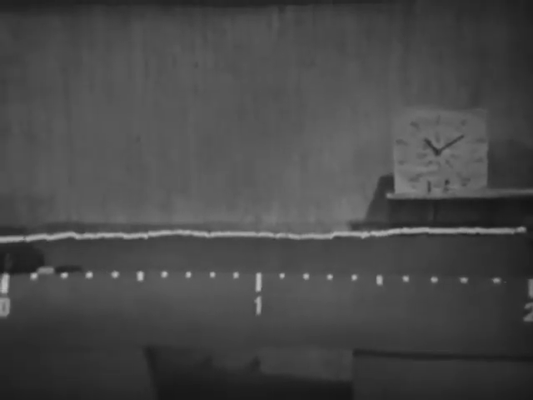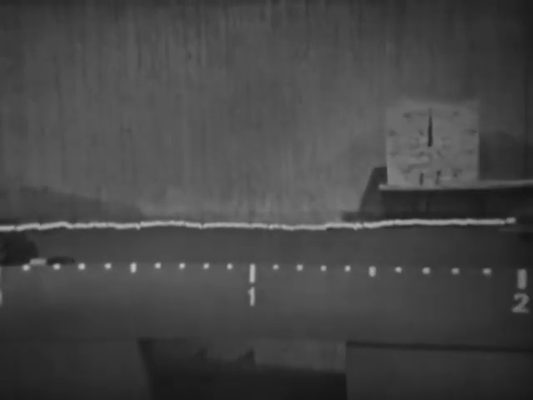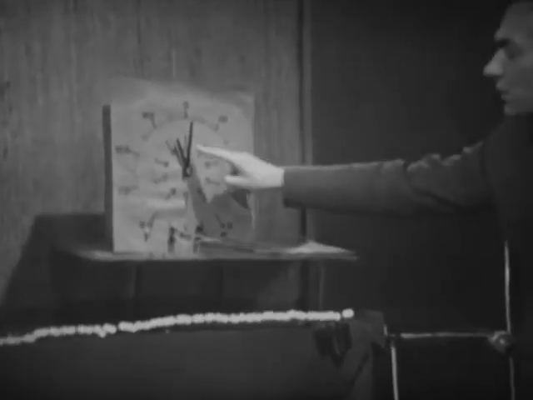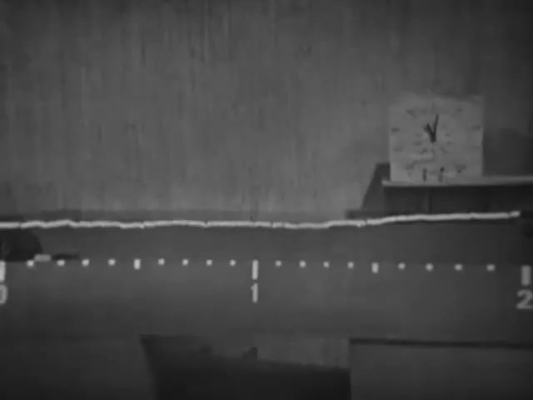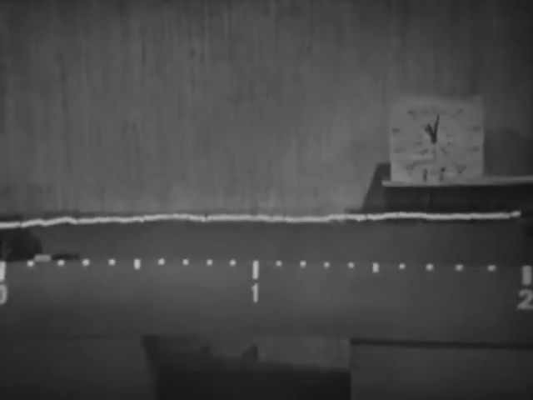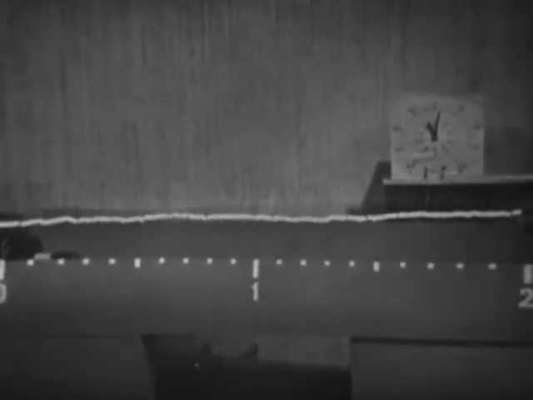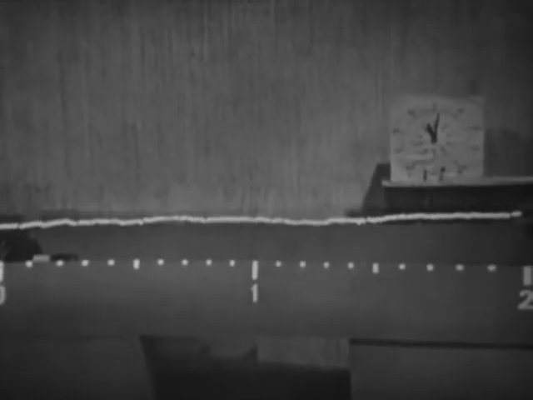Right, we'll reset it. Ready? There. It took nearly 2 seconds. 2 meters in 2 seconds. So the wave must be travelling about 1 meter a second. And I can't change that speed without altering the machine in some way.